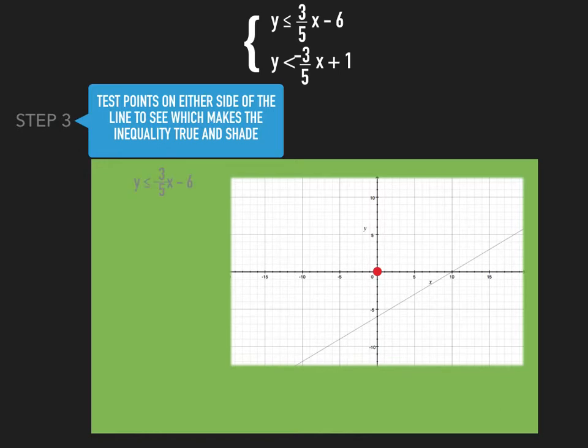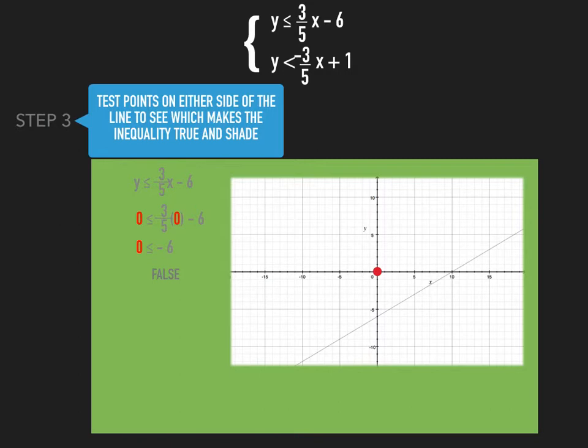So I chose 0, 0 for this one because it does not lie on my line. And I went ahead and wrote down my equation, and I'm going to plug in 0 for y and 0 for x, and I get 3/5 times 0 is 0, minus 6 is negative 6, so 0 is less than or equal to negative 6. Is that a true or a false statement? Good, it's a false statement. 0 is not less than negative 6. You would rather have your bank account say 0 than negative 6. So therefore, because it's false, we know the point 0, 0 is not shaded.